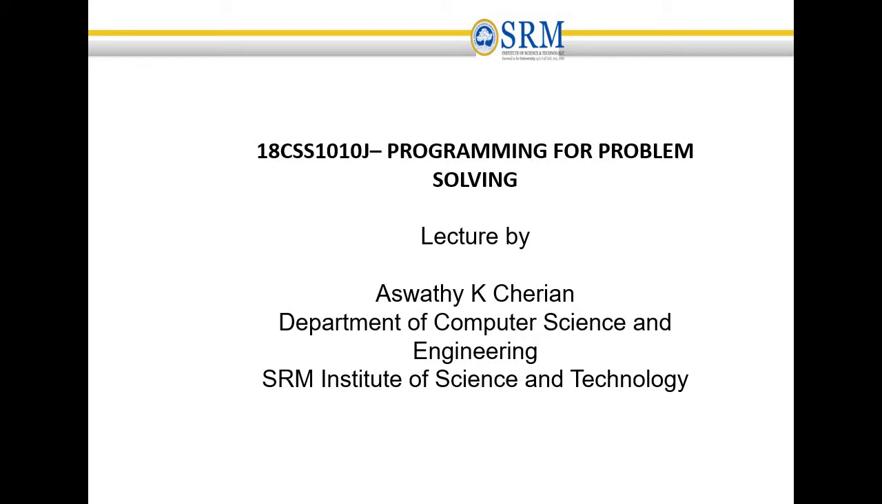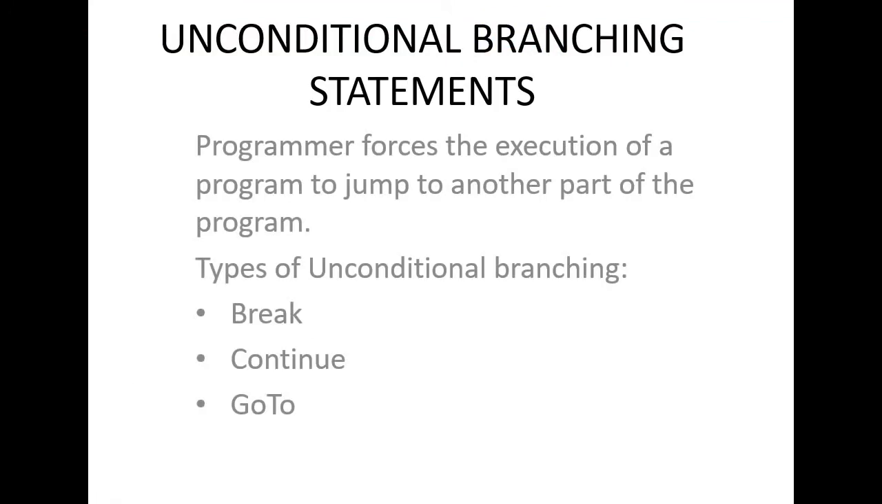Today we are going to discuss the topic unconditional branching statements. Unconditional branching is when the programmer forces the execution of a program to jump to another part of the program. There are mainly three types of unconditional branching statements: break, continue, and the go-to statement. Now let us learn in detail about each of these unconditional branching statements.